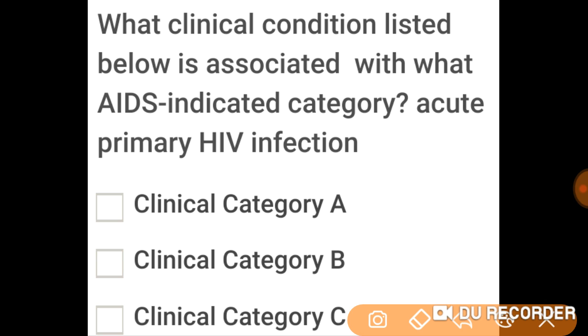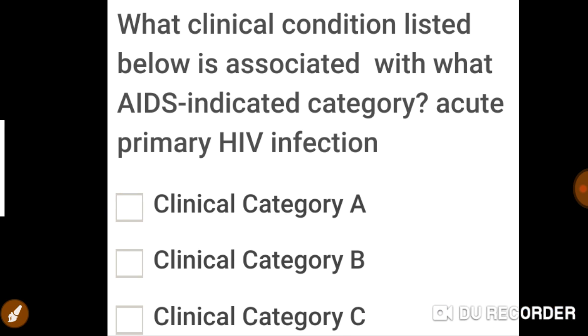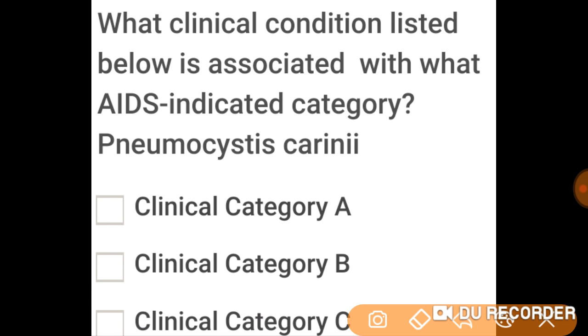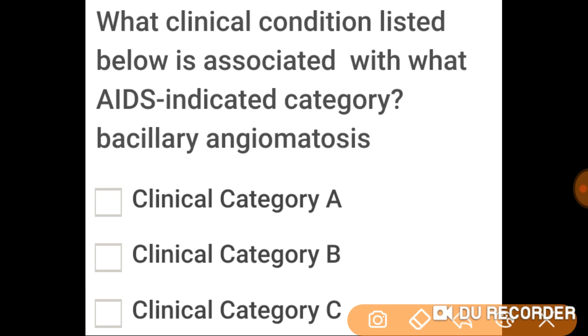Acute primary HIV infection? Primary is for category A. Pneumocystis carinii is clinical category C. Bacillary angiomatosis is category B, B for bacillary.